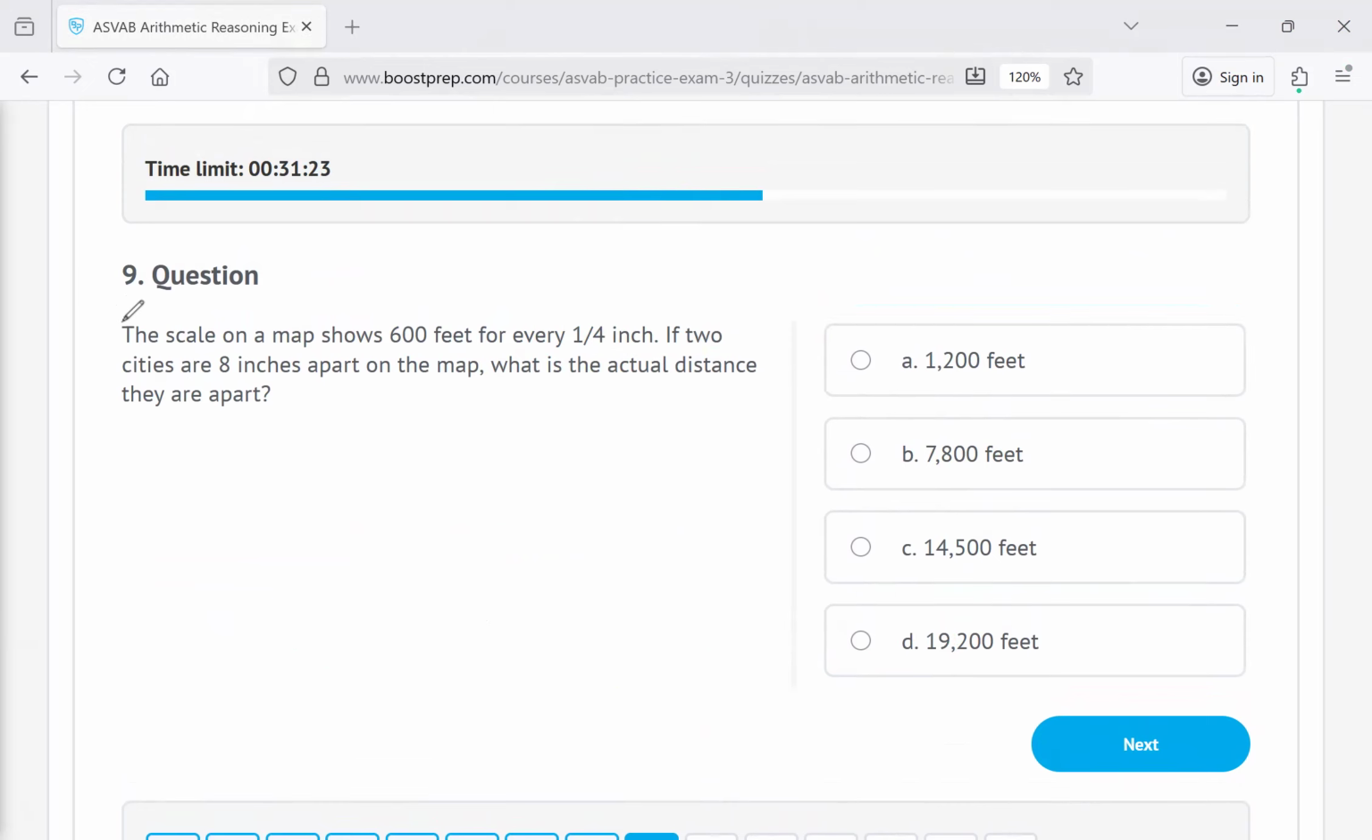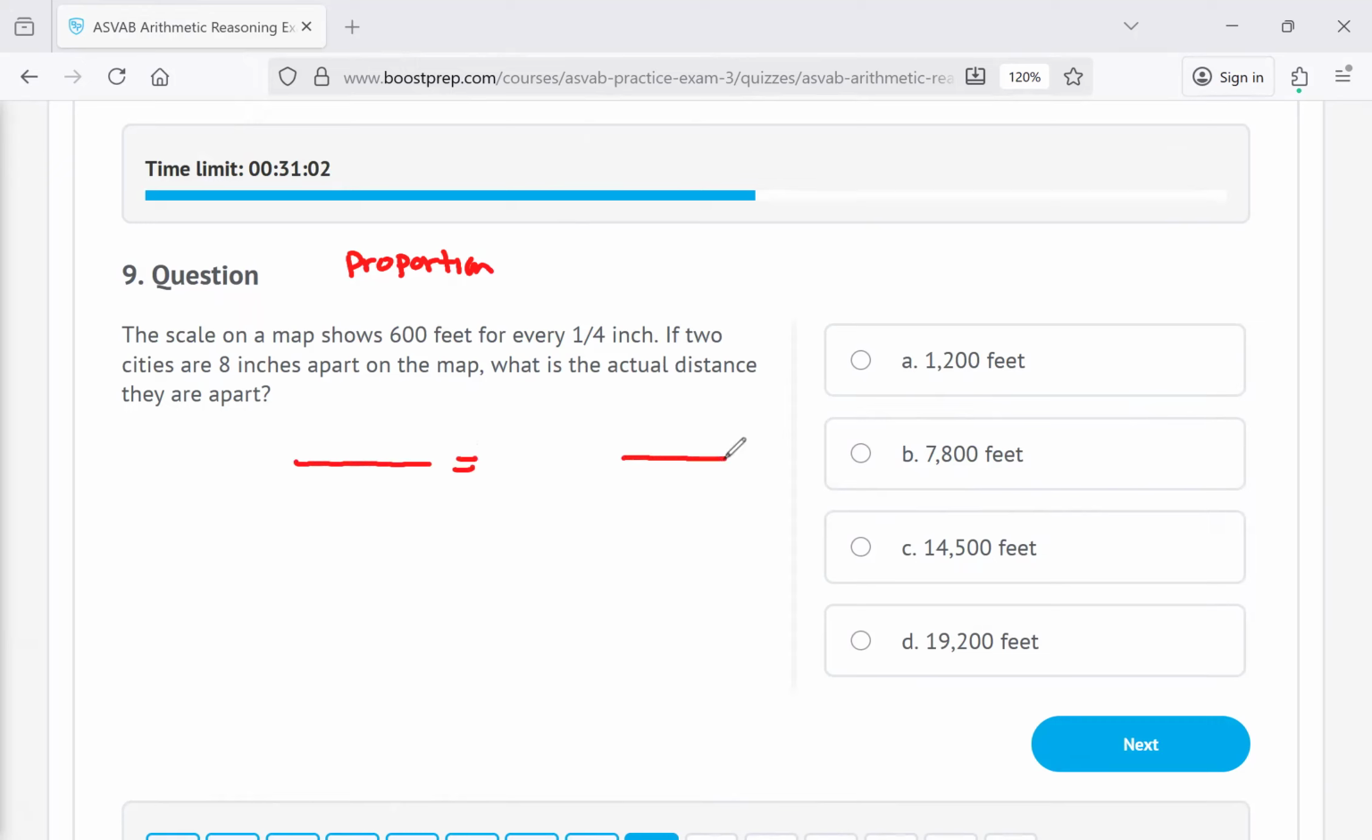Question 9. The scale on a map shows 600 feet for every 1/4 of an inch. If two cities are 8 inches apart on the map, what is the actual distance? So this one is a proportion problem, right? So far we only went over proportion and linear equation. So this is definitely proportion.